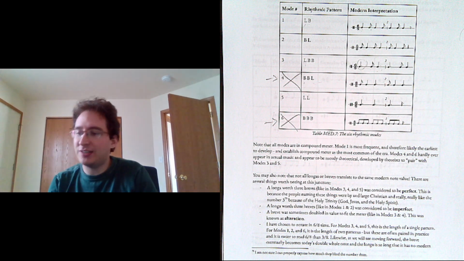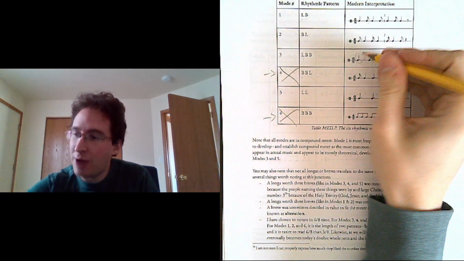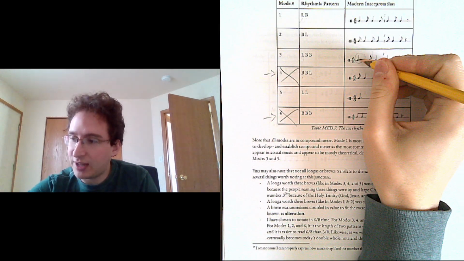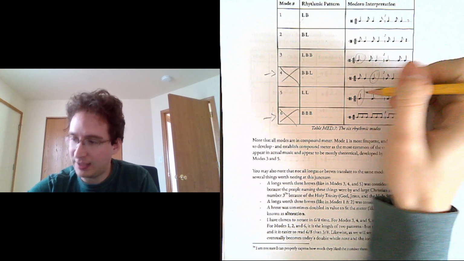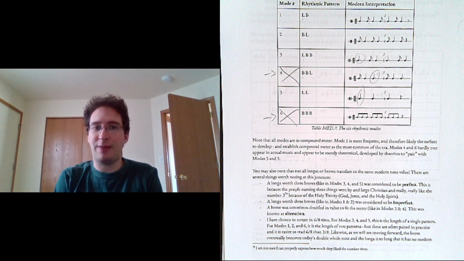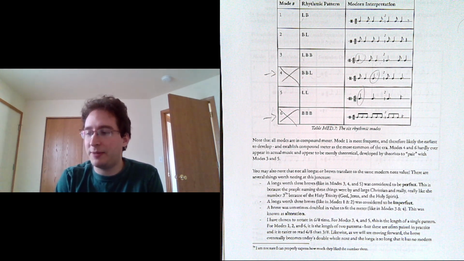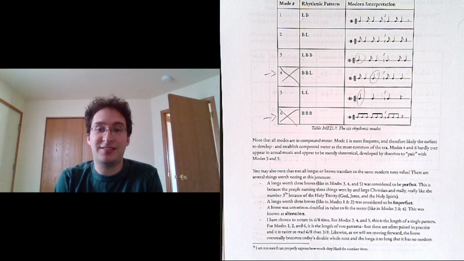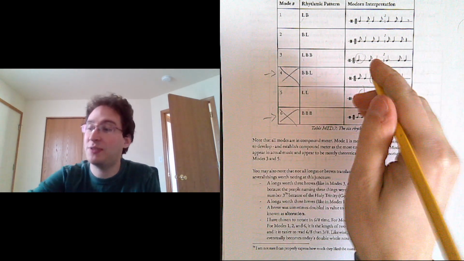So a couple other things that are worth noting. If you have a longa that's worth 3 brevs, like here, and here, and here, that was considered to be perfect. That's because the Christians were naming them, and they really like the number 3, because of the Holy Trinity being God, Jesus, and the Holy Spirit. I cannot emphasize how much they like the number 3. So these were known as perfect.